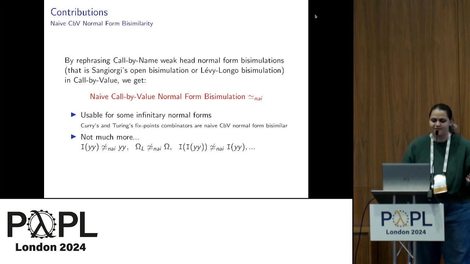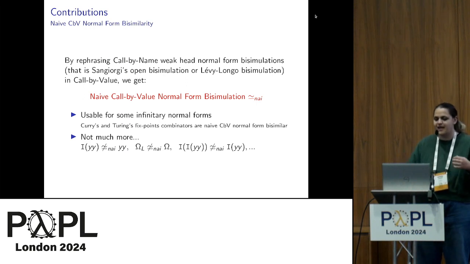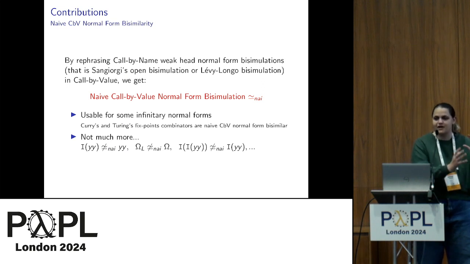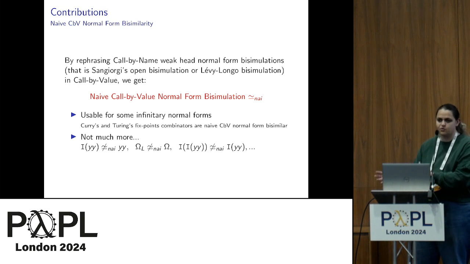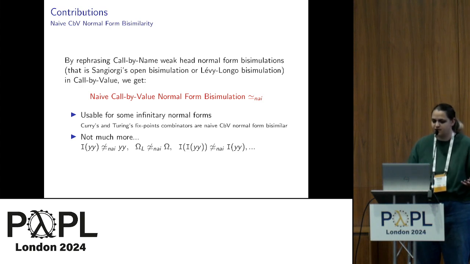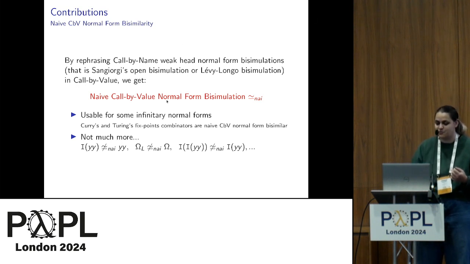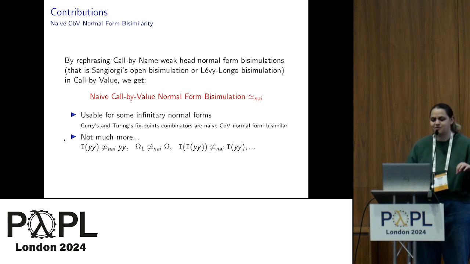What is naive call by value normal form bisimulation? If you just rephrase what happens in call by name, the normal form bisimulation by Sangiorgi, directly to call by value, Plotkin's call by value, you can get an actual bisimilarity that is working. And it's working enough for the main example that is needed for normal form bisimulations. You actually can prove that Curry's and Turing's fixed point combinators are bisimilar. It's what you can't do in contextual equivalence. And you can do much more.